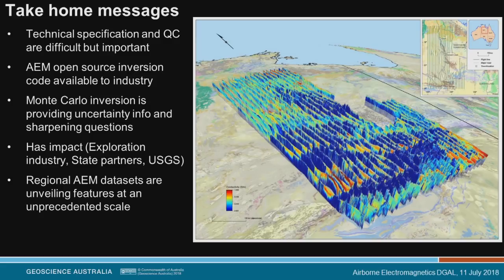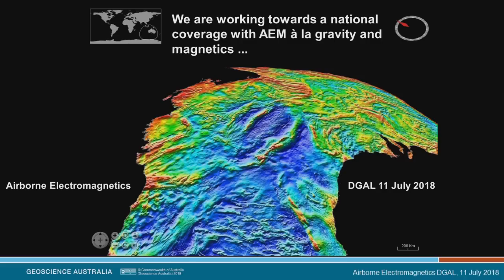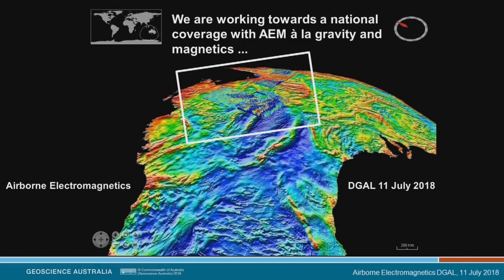I think we have a bit of impact in the exploration industry, our state partners and other geological surveys like the USGS. And these regional data sets have proved to unveil features at a scale that has never been seen before. As you know, one of our crown jewels is our magnetics and gravity maps of Australia. So we're working towards coverage a la gravity or a la magnetics like that.